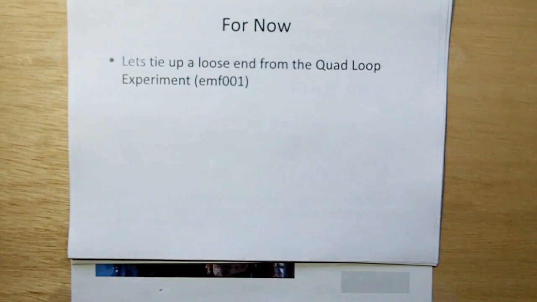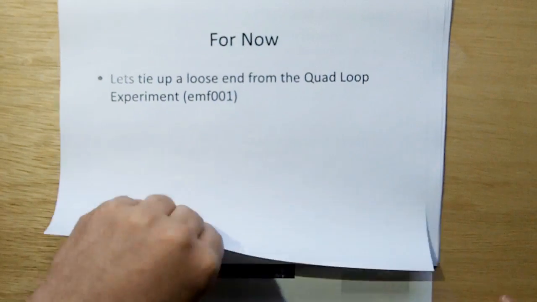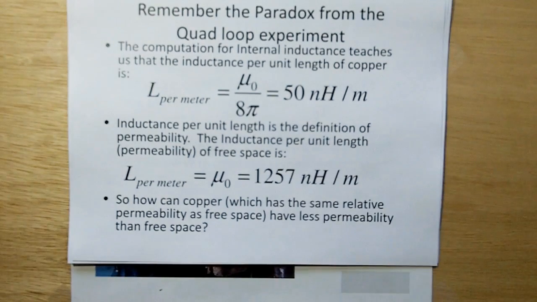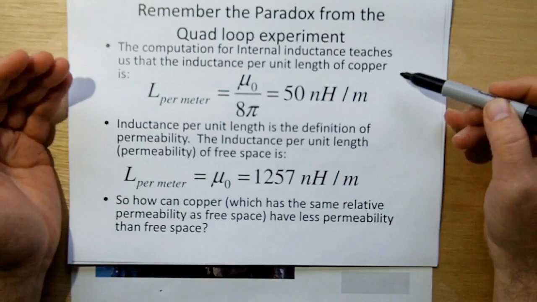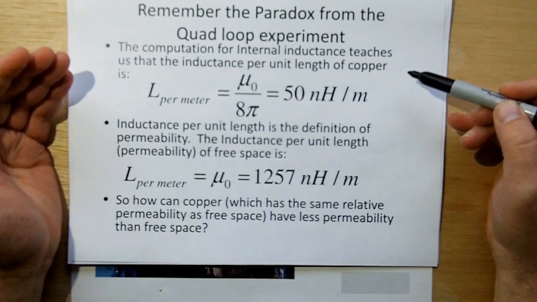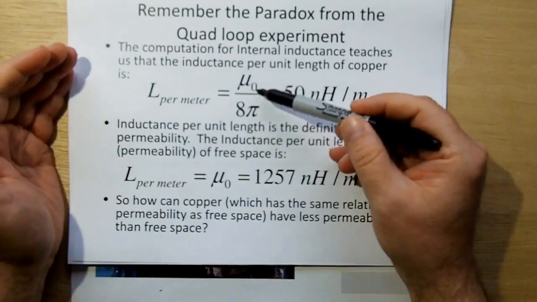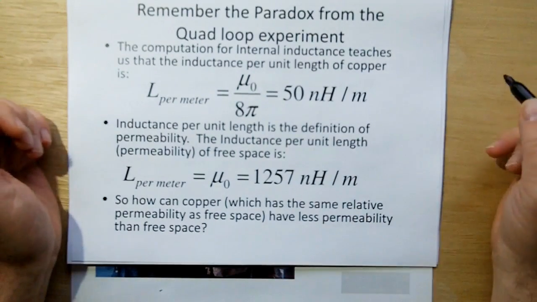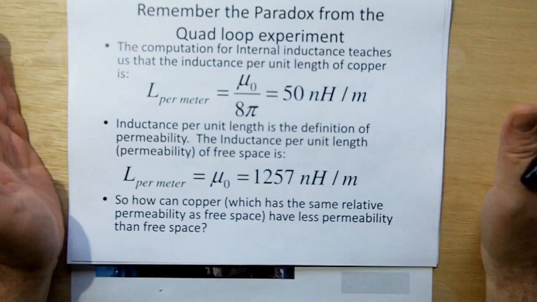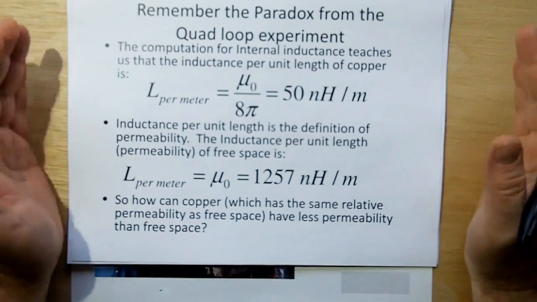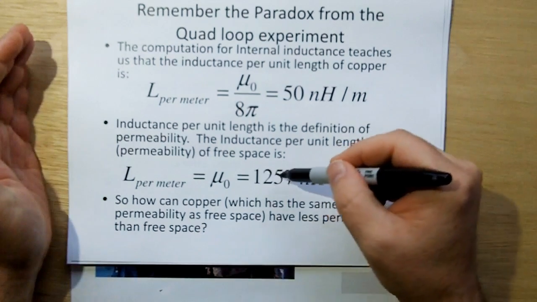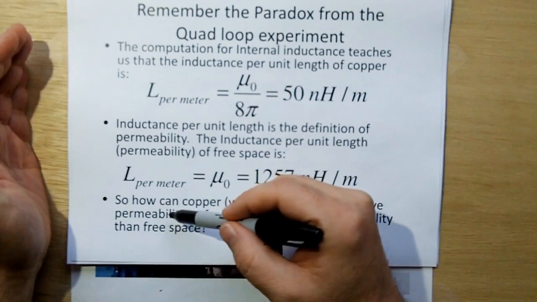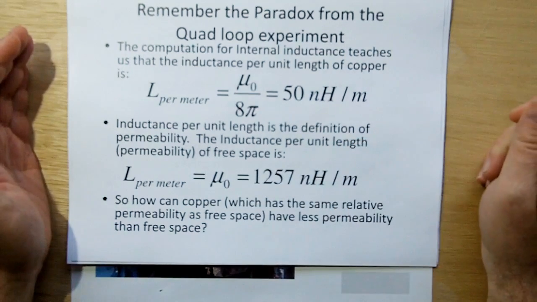Okay, now for now though, let's tie up some loose ends from the quad loop experiment. Remember the paradox from the quad loop experiment. The derivation done by the classical physicists came up with an inductance per unit length of mu naught over 8 pi, which works out to 50 nanohenries per meter, regardless of the diameter of the wire. And this is a paradox because the inductance per unit length of free space is just mu naught, which is 1257 nanohenries per meter.